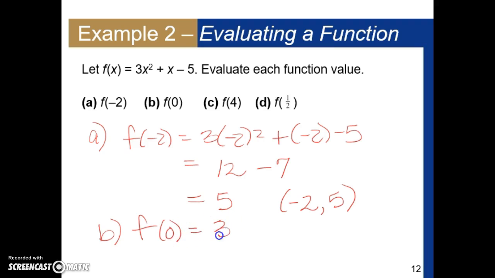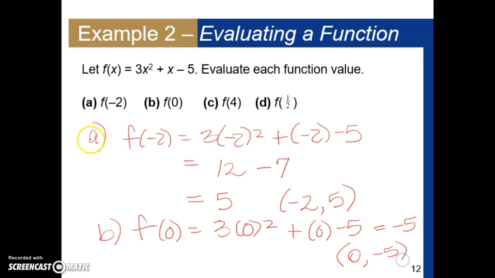When we plug 0 into this function, everywhere there's an x, we plug in a 0, and we find that that's just negative 5. So the number we would graph here, or the point we would graph in the plane here, looks like that.